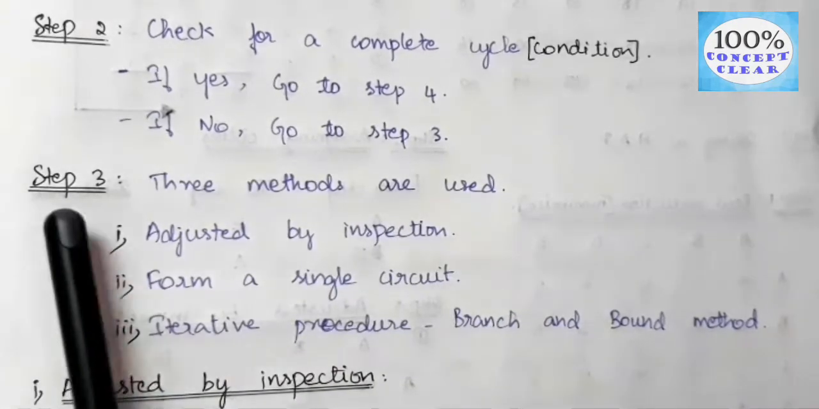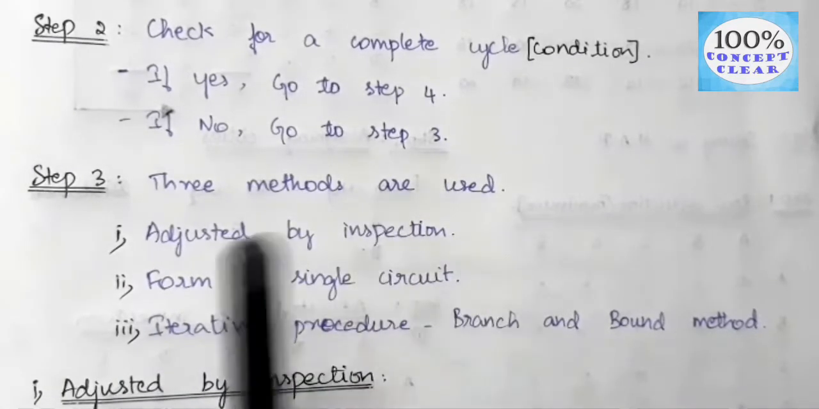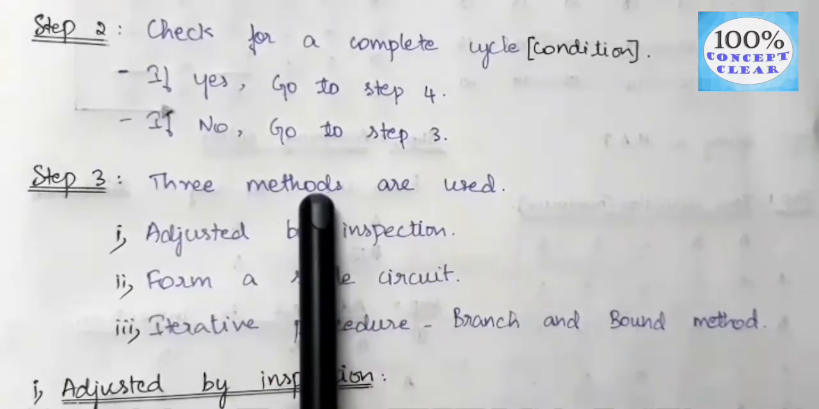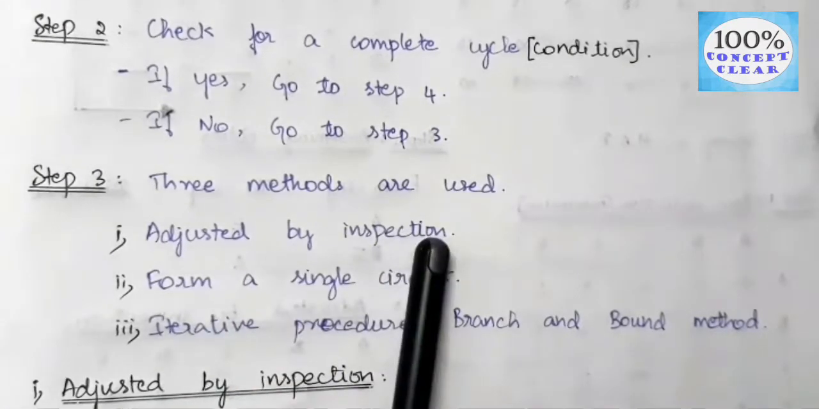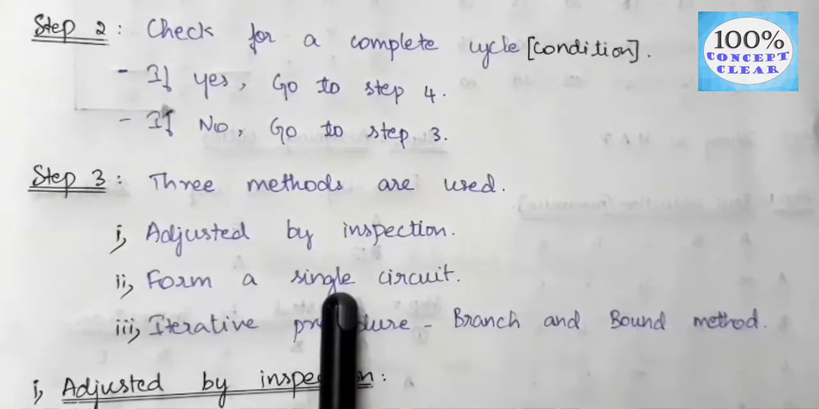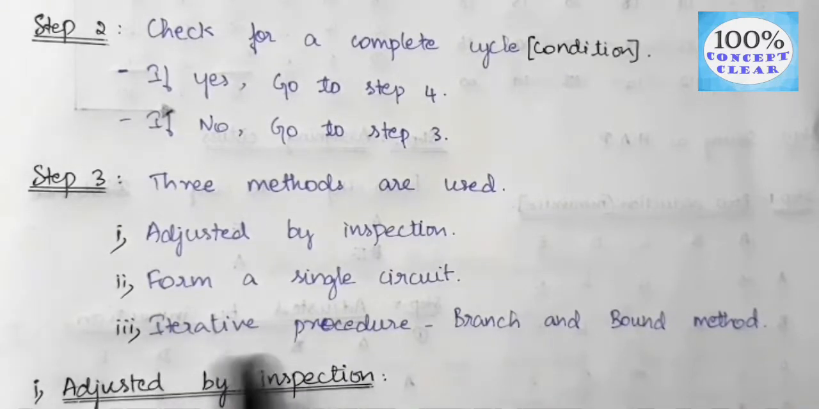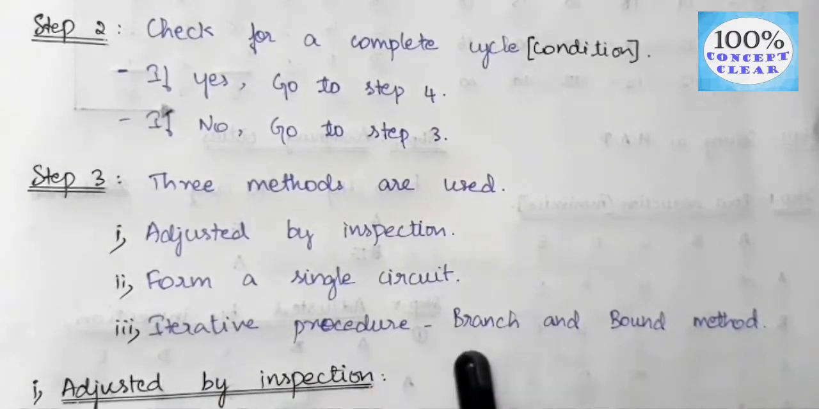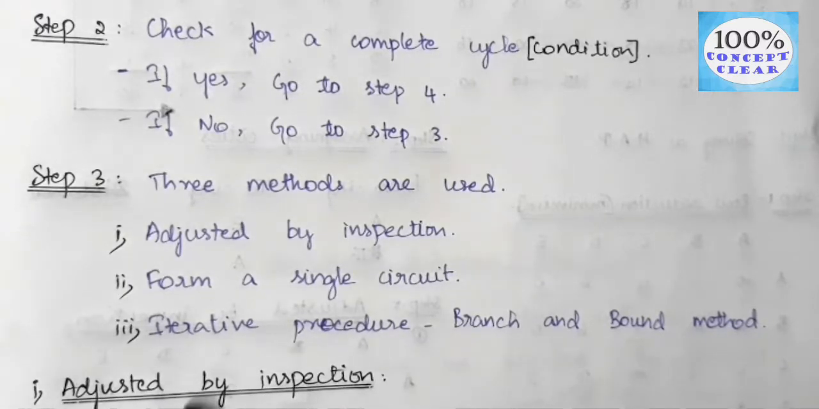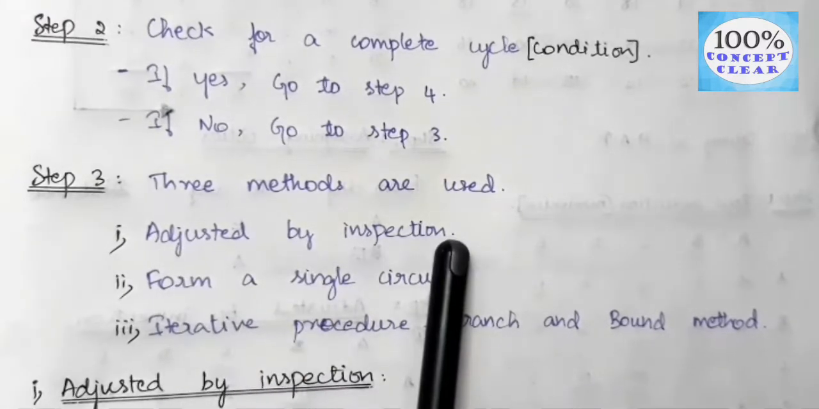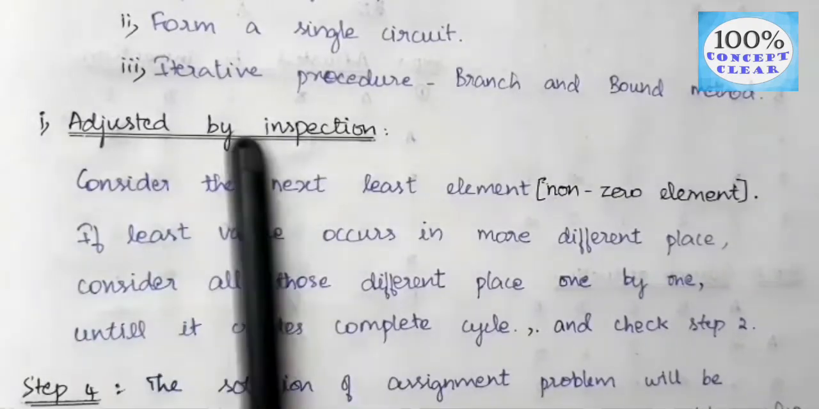See step 3. In step 3, 3 methods are used. The first method is adjusted by inspection. The second method is form a single circuit. The third method is the iterative procedure, branch and bound method. In this sum, we are going to use the adjusted by inspection method.